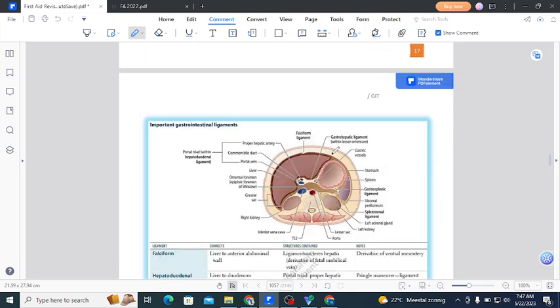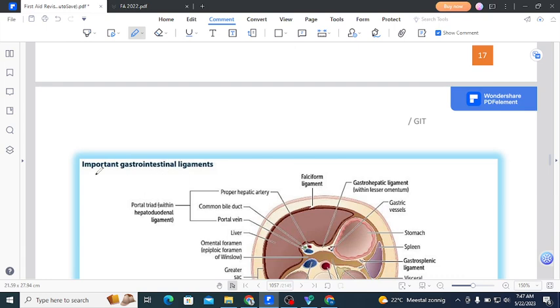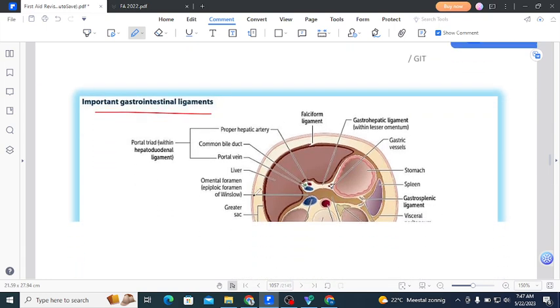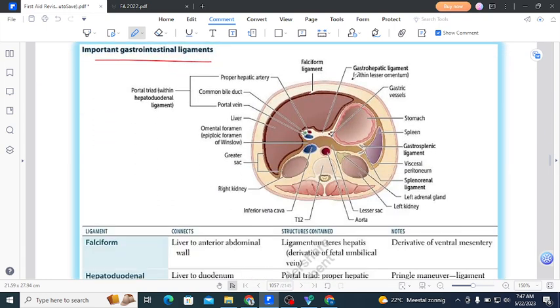Okay, let me zoom it in so that we could see the important gastrointestinal ligaments. There are a lot of ligaments. We have depicted the important ones in this diagram of the first state. The falciform ligament is connecting the liver to the anterior wall. The anterior abdominal wall is connected to the liver by the falciform ligament. Then we have the proper hepatic artery, the common bile duct, and the portal vein, all of them present inside the hepatoduodenal ligament. The portal triad is within the hepatoduodenal ligament.